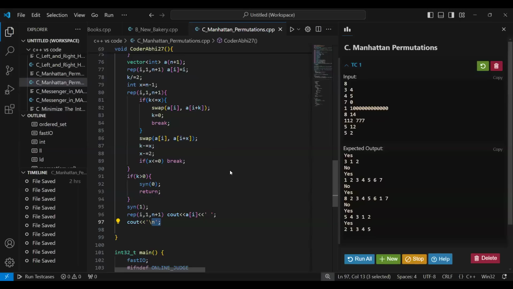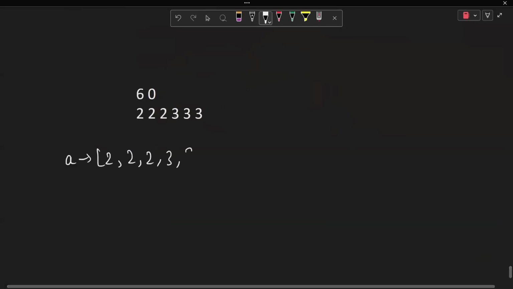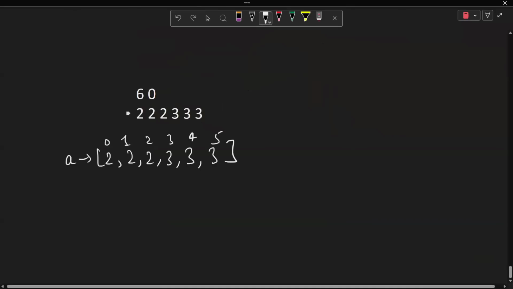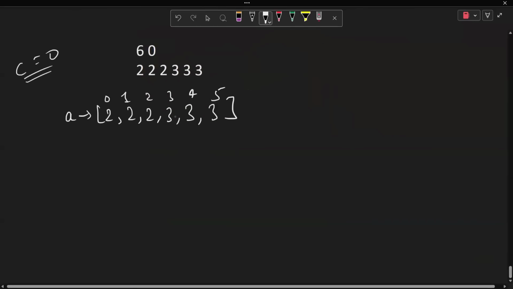Okay, so let's take this test case. Here we have our array, and we are given 2, 2, 2, 3, 3, 3. The indices are 0, 1, 2, 3, 4, 5. And we are given C equal to 0, so there are no people who are not fans of anybody. Now first we would compute our initial answer, without removing anyone, of who is going to win.